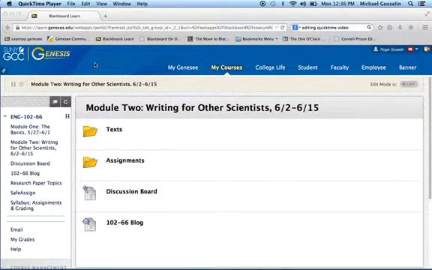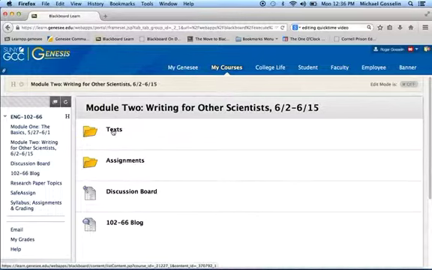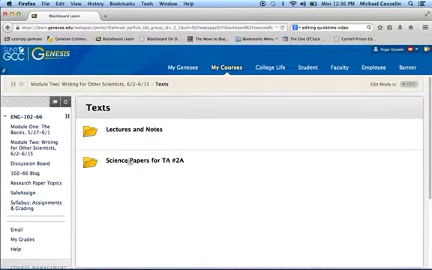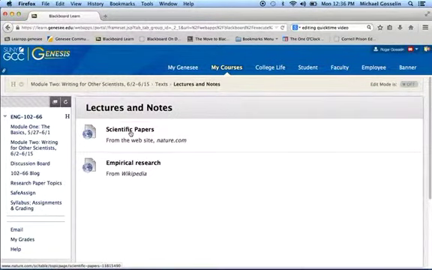Okay, here's Module 2. We'll open up the text over here. You see this time I've got it separated out into lecture notes, lectures and notes, and the science papers for the analysis, but we'll get to that in a little bit. Okay, we'll go straight to scientific papers at nature.com.